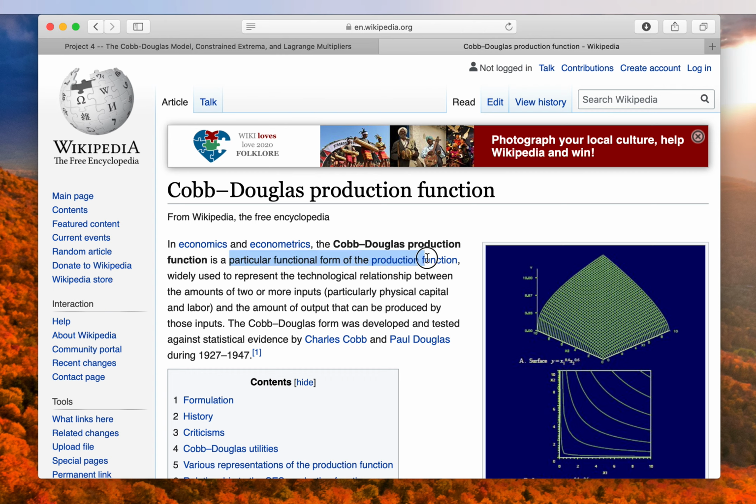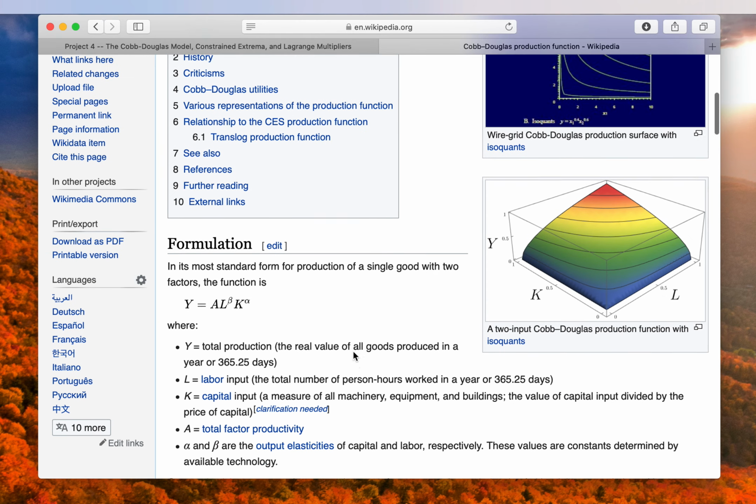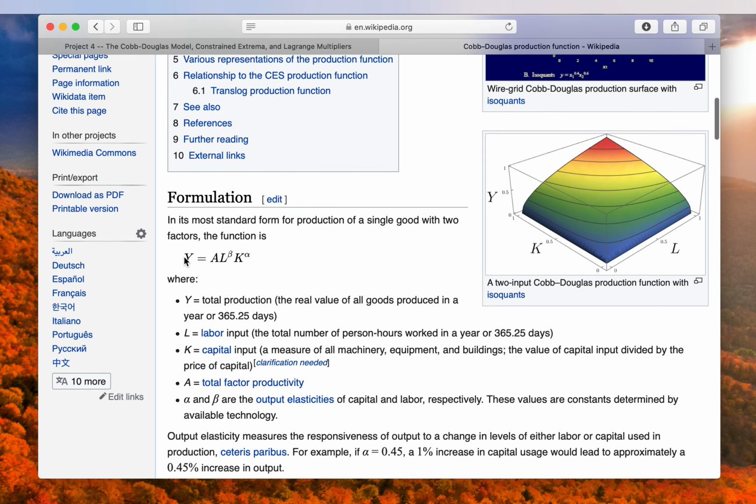It's a functional form of a production function, widely used to represent the technological relationship between the amounts of two or more inputs. The inputs are usually capital and labor, and the amount of output that can be produced at these inputs. It was developed using statistical evidence between 1927 and 1947, but the reality is today it's actually considered a little bit dated. Mostly it's used to teach about multivariable functions. So here it is.